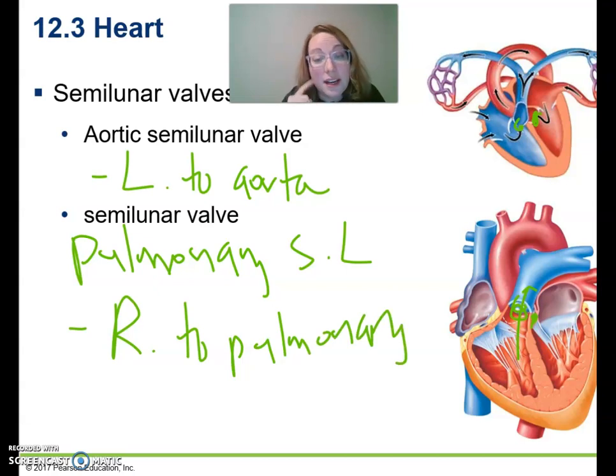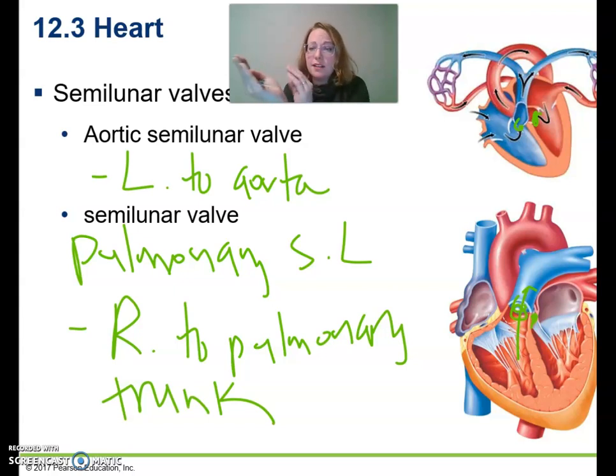And that will lead then to the right and left pulmonary arteries, because we're going away from the heart, to the lungs to pick up oxygen. And they're called semilunar because they have these little cups. They look like little half moons. We'll see a picture of it on the next slide.